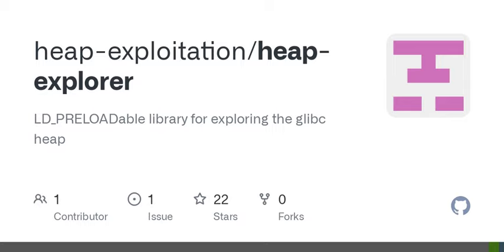Picture this. You're deep into debugging a program and suddenly your memory allocation goes haywire. It's like a mixed-up puzzle, and you just can't find the right pieces. Enter heap-explorer, an LD_PRELOAD-able library that can help sort out this chaos by allowing you to dynamically inspect and manipulate heap memory. Now, this tool exports a single function, explore_heap, that launches a REPL, or read-eval-print loop.